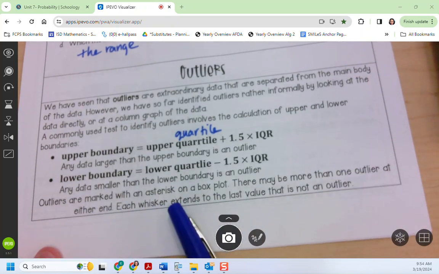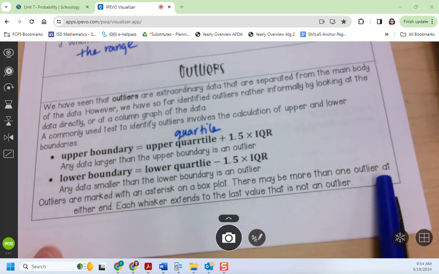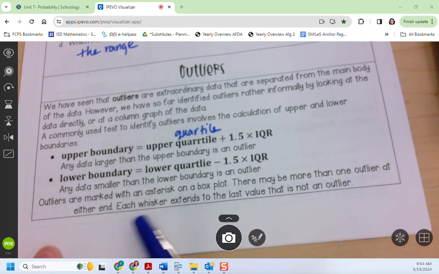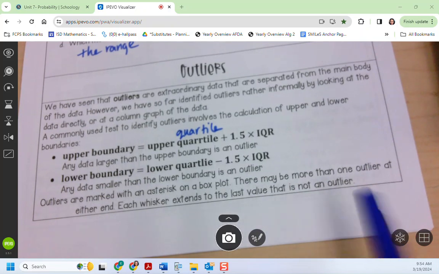Outliers are marked with an asterisk on a box plot. And there might be more than one outlier at either end. Each whisker extends to the last value that is not an outlier. So let's see how that's going to look. Let's turn the page.